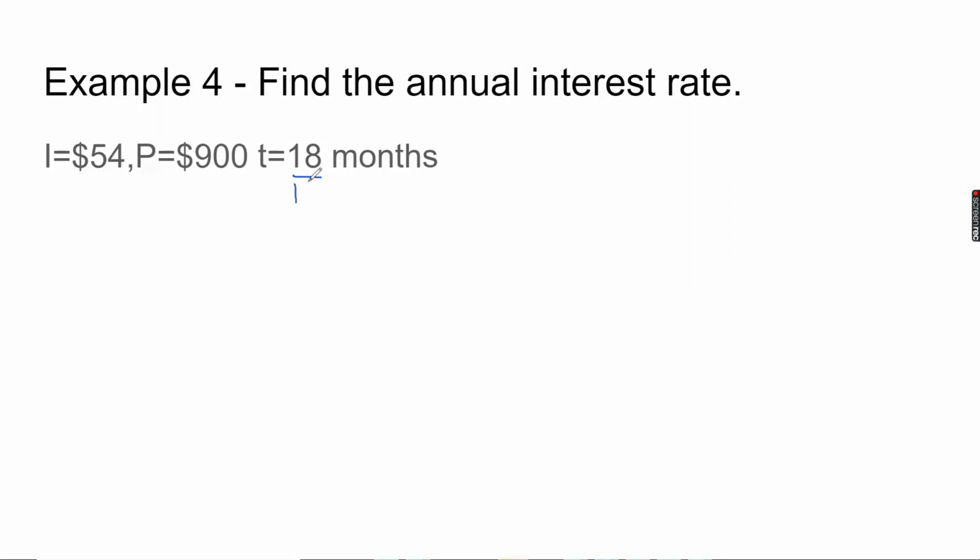18 divided by 12 is going to give you 1.5. So instead of saying 18 months, say 1.5 years. So go ahead and solve this problem just like we did before.